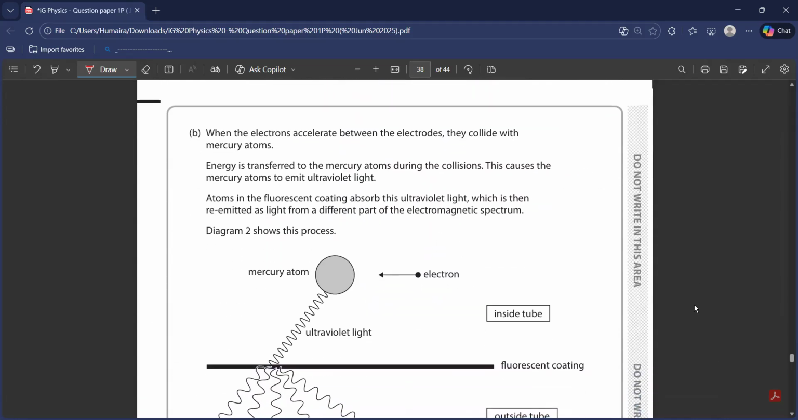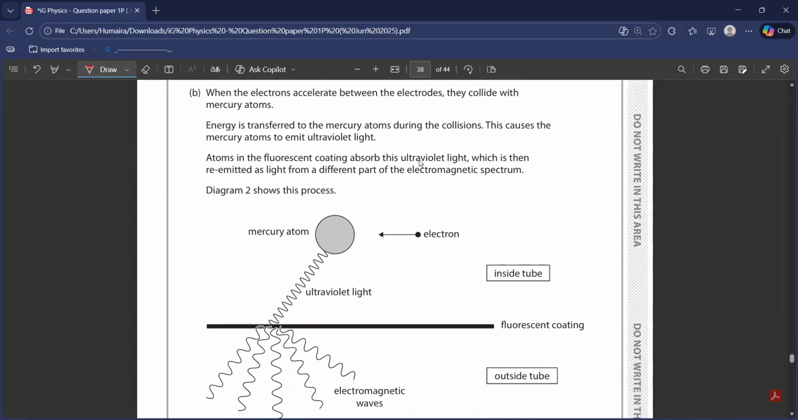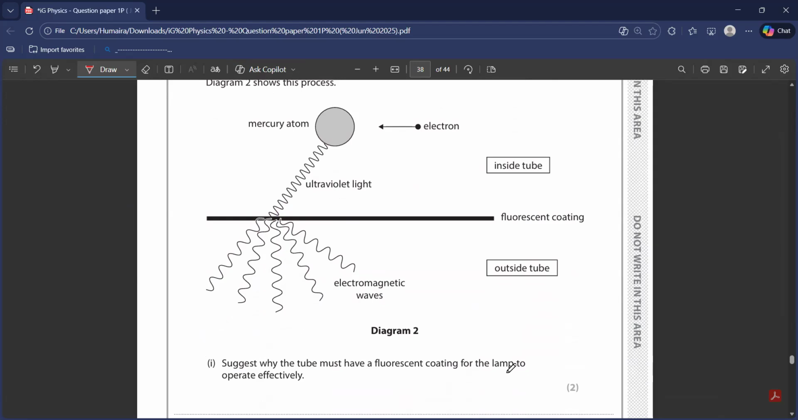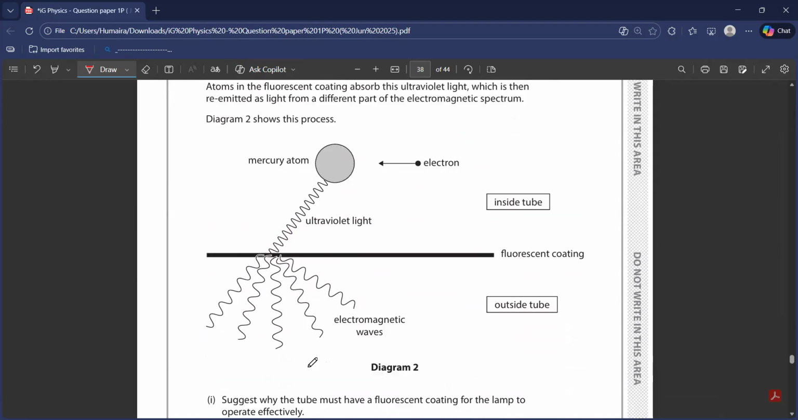All right, next. When the electrons accelerate between the electrodes, they collide with the mercury atoms. Energy is transferred to the mercury atoms during the collision. This causes the mercury atoms to emit ultraviolet. Atoms in the fluorescent coating absorb this ultraviolet, which is then re-emitted as part of the electromagnetic spectrum. Suggest why the tube must have a fluorescent coating for the lamp to operate effectively.